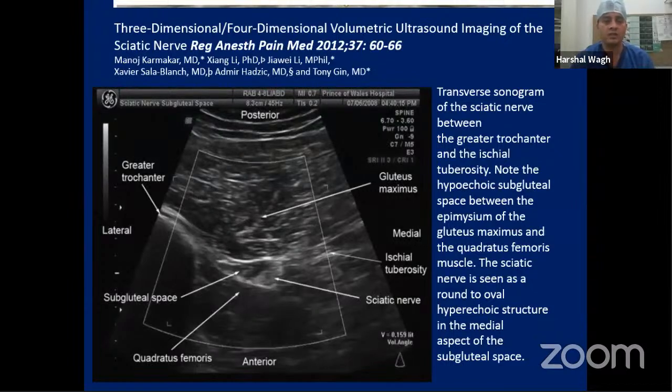They used a three-dimensional and a four-dimensional scanning system to identify a lot of structures, which I'm going to go through. This is a scan which I think we have gone through in the slides previously. So the greater trochanter, the ischial tuberosity, the gluteus maximus, the quadratus femoris, and the sciatic nerve sandwiched between the two. They talk about this subgluteal space, which is between the two epimysium of both the muscles. This is at the level of the greater trochanter and the ischial tuberosity.